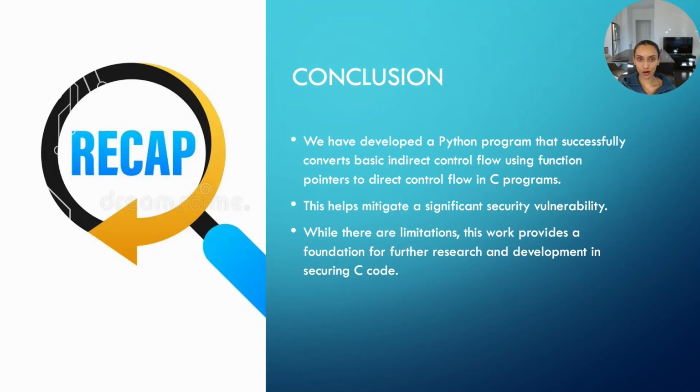So to recap, we built a Python tool that transforms C code by converting indirect control flow using function pointers into direct calls. This is the core of our project and what makes it valuable. This reduces a serious security risk. Direct calls are harder to hijack, so this helps protect C programs from control flow attacks. Yes, there are limitations, but this is a strong first step. Our tool isn't perfect, but it sets the stage for future improvement and deeper protection.